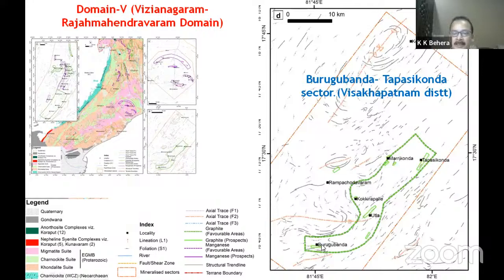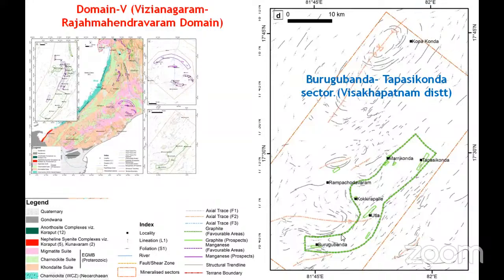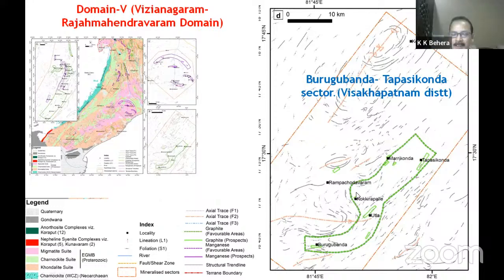In certain areas, Burugabanda and Tapsikonda area, graphite and apatite are also reported. You could see how the graphite is forming an asymmetric fold and following the asymmetric fold. These light green colors are the reported occurrences of graphite. And towards the west, Koppakonda will have some basinal structure with axial trace. The latter one is northeast-southwest and another is northwest-southeast.